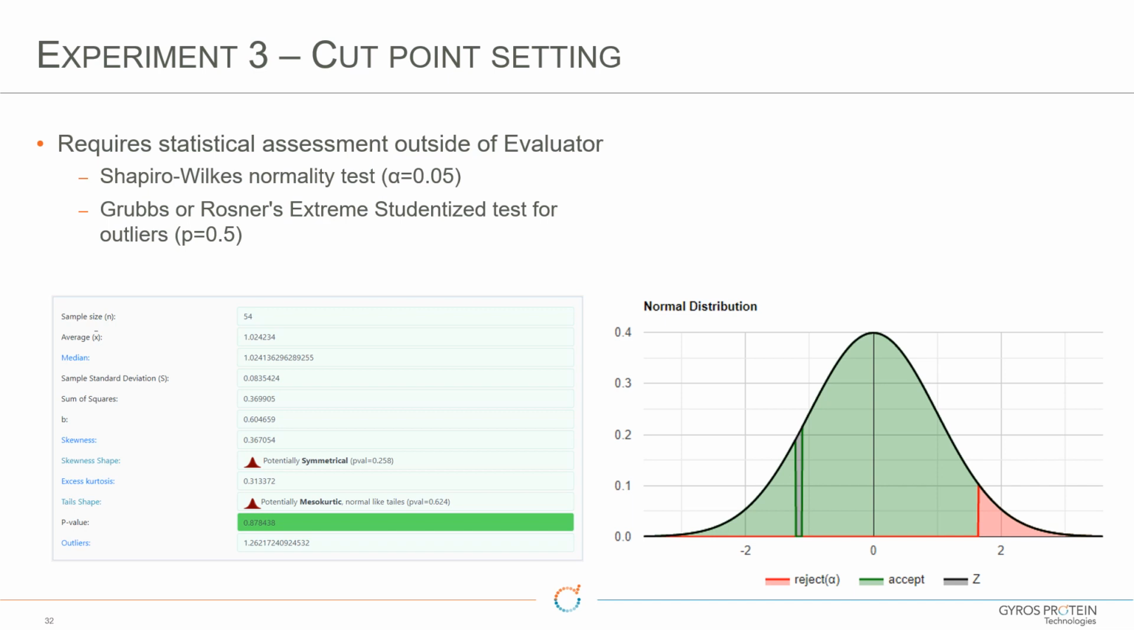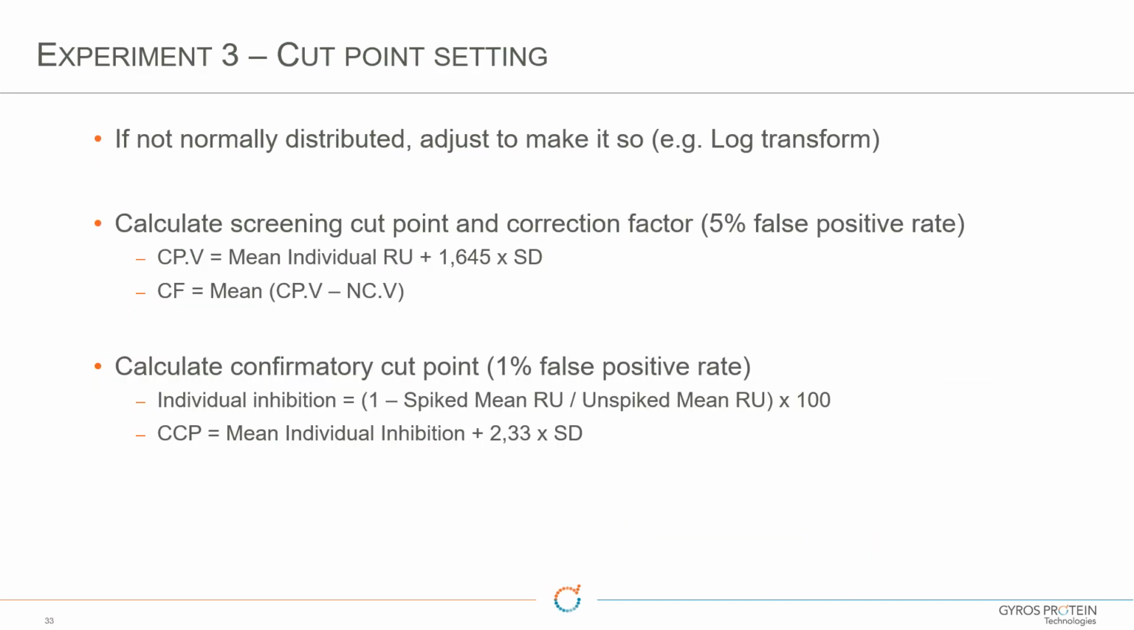So in terms of cut point setting, you need to assess normality. To actually get normality, you may need to do a log transformation, for example. And in some cases, you may look for non-parametric methods as well. So please, as I mentioned, talk to your statistical experts. We are trying to aim for a 5% false positive rate with the screening assay and a 1% false positive rate with the confirmatory assay.